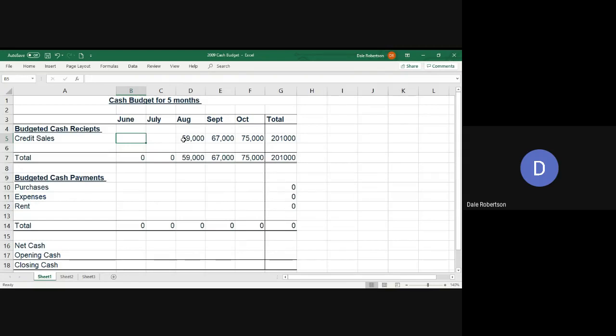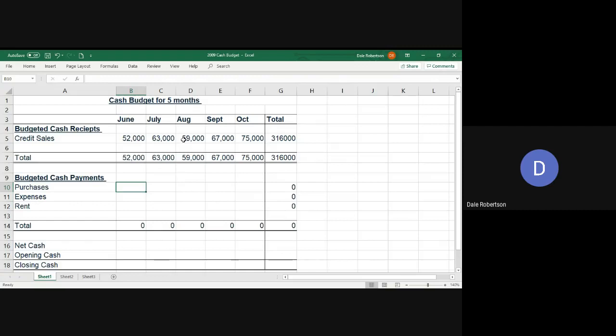For example, what do we collect in June? We collect the things which we sold in April, 2 months previous. In this case, 52,000. And what do we collect in July? We collect what we sold in May, 2 months previous, which is 63,000. That's how you do your credit sales if it is a 2-month delay. And you'd add up your totals as you can see on the screen. Then you do your purchases.